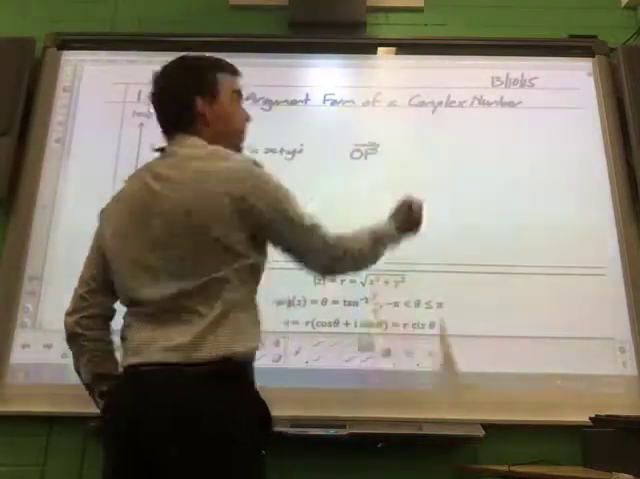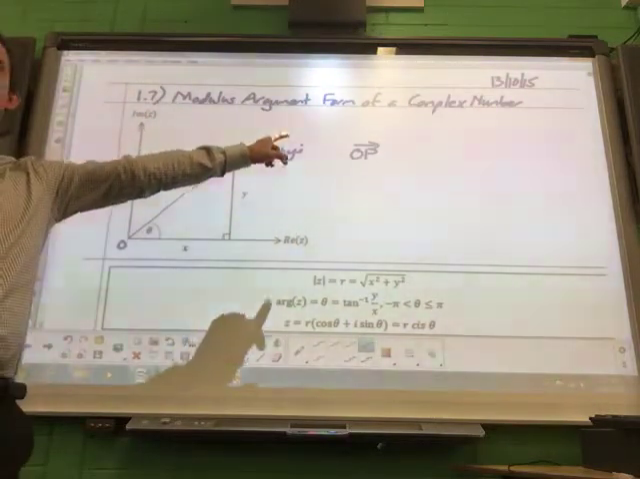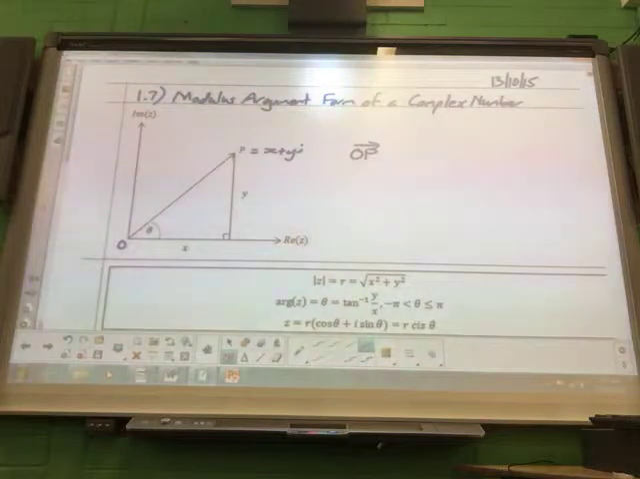OP. We've done vector notation in physics, haven't we? Yes? Is that what you're familiar with? Yes? Okay, so we're doing a bit of vector work within the next few lessons.